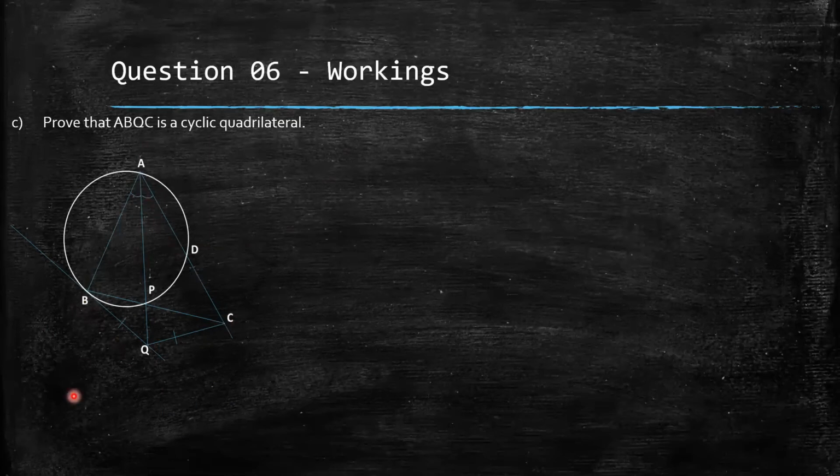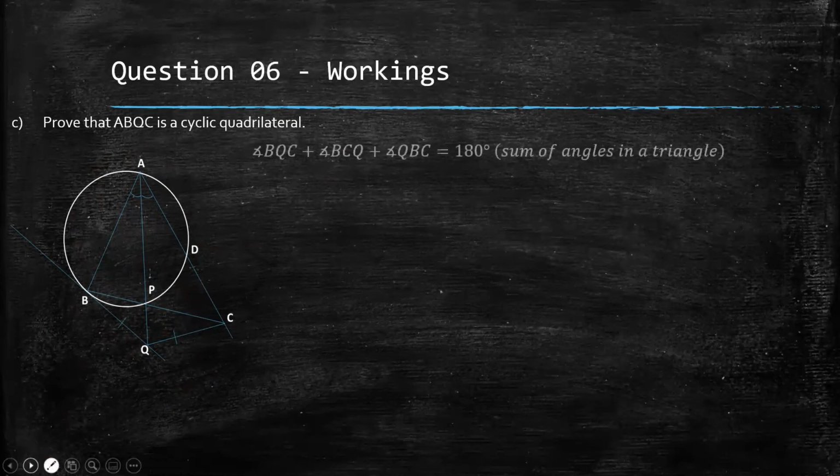ABQC. So in order to show that some kind of a quadrilateral is cyclic or not, you need to show that the opposite angles sum up to 180. So the summation of this angle plus this angle should be 180, plus the summation of this angle and this angle should be 180. So let's see how we do it.